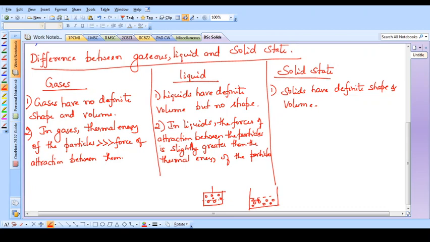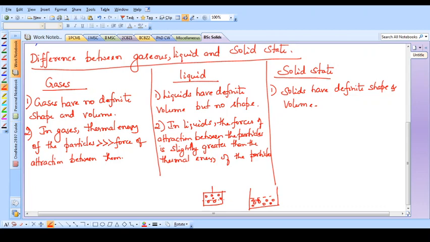influencing in opposite manner. The kinetic energy of the molecule always tends to increase the volume, whereas the force of attraction between the particles always tries to decrease the volume. Now in the case of liquids, the force of attraction between the molecules is slightly greater than the kinetic energy. So what happens as a result of this?